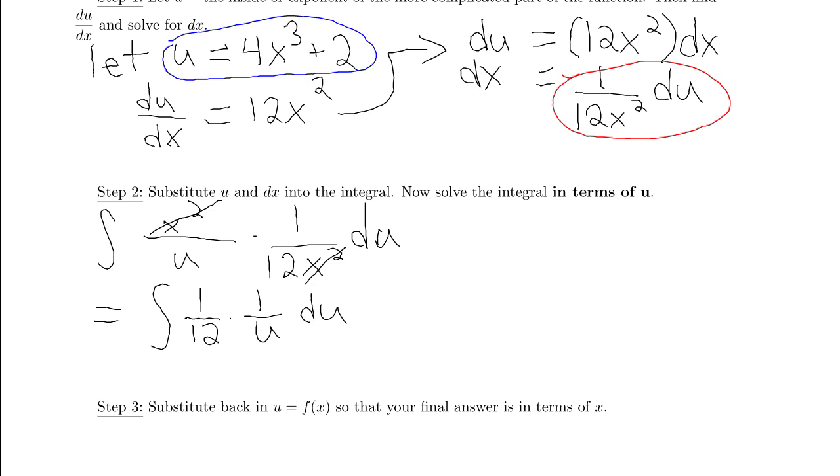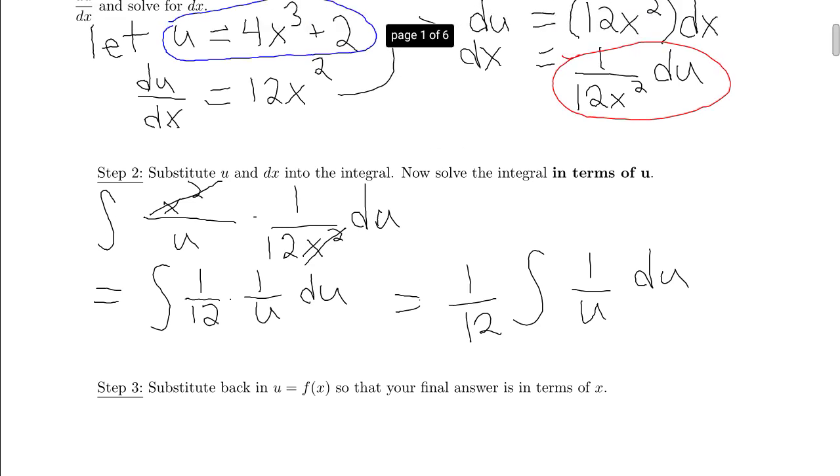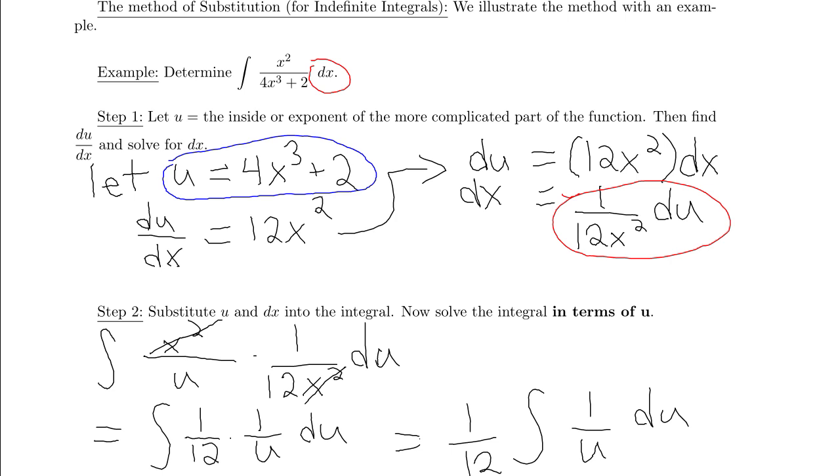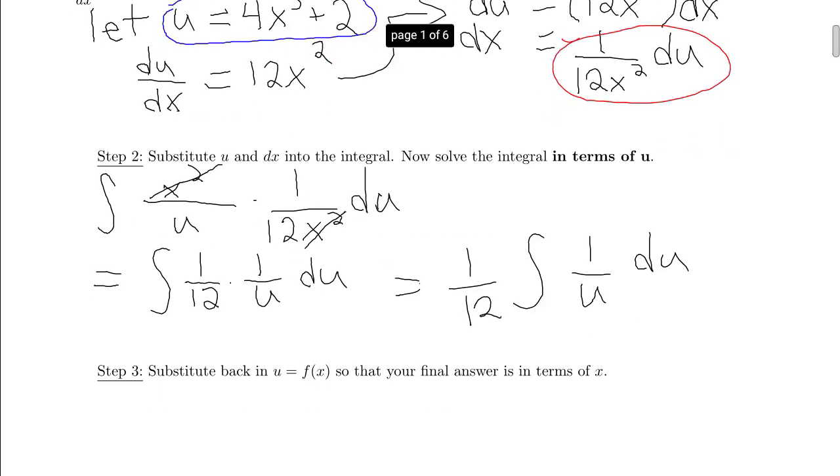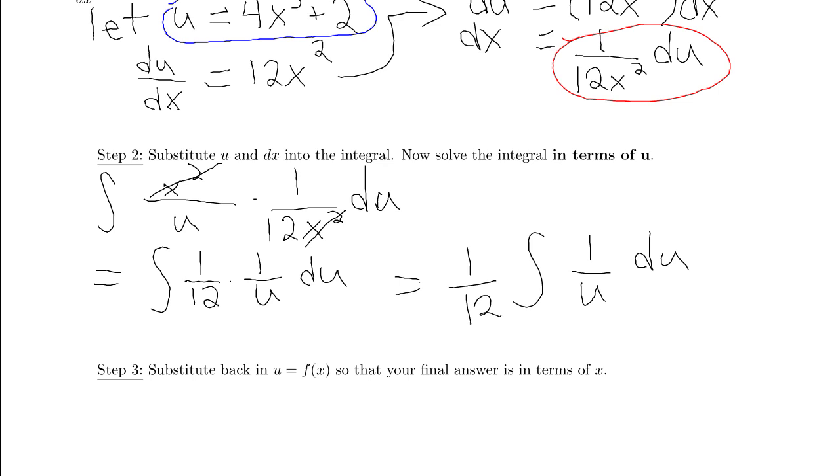If that happens, you just go back and you try something else. So once you substitute in, your integral should be entirely in terms of u. And often, what I like to do is pull out that constant, that 1 over 12. So it's 1 over 12 times the integral of 1 over u du. And so this resulting integral is much easier to deal with. Before I was trying to find a function that has derivative x squared over 4x cubed plus 2. And it's not really easy in your head to think about a function that's going to have that as its derivative. But now I want to find a function that has derivative 1 over u. Well, we know that the natural logarithm ln has that as its derivative.